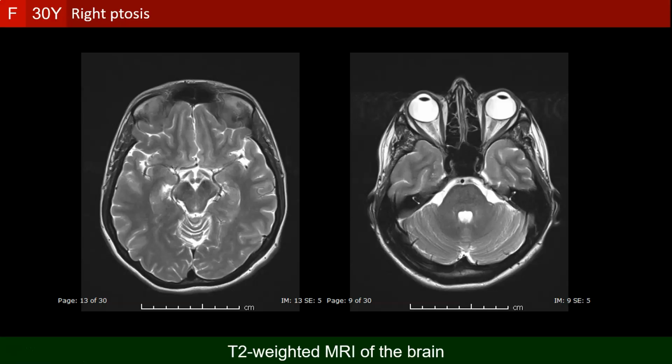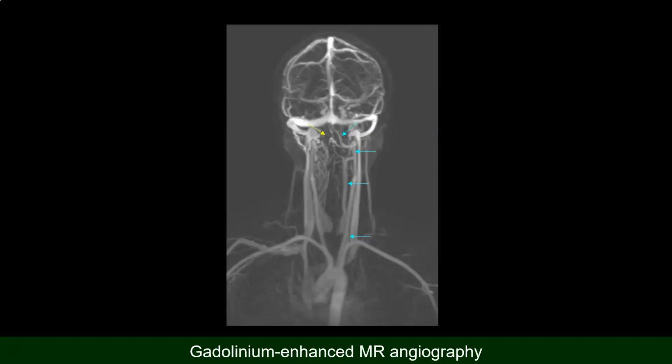This 30-year-old lady presented with right ptosis. MRI of the brain, with particular emphasis on the anatomical location of the oculomotor nerve, was normal. Gadolinium-enhanced MR angiography of the head and neck showed stenosis of the right vertebral artery at its origin. Here you see it is missing along its whole course compared to the contralateral artery.